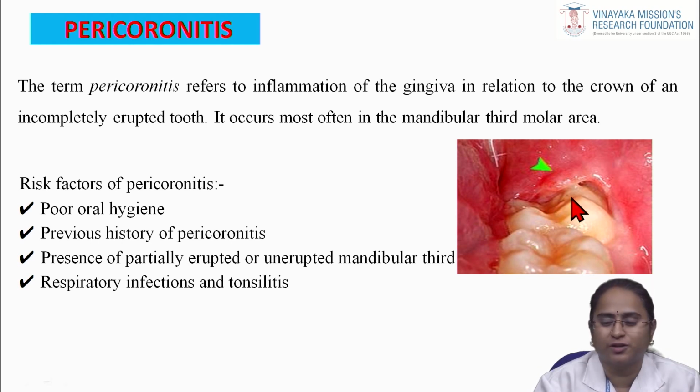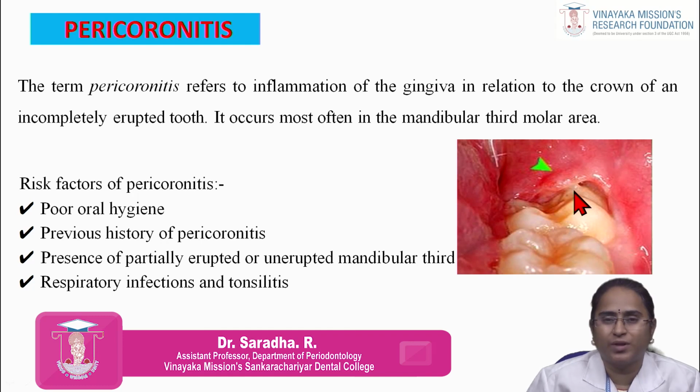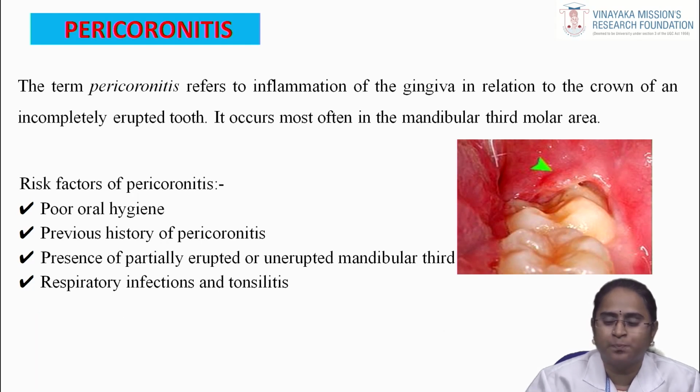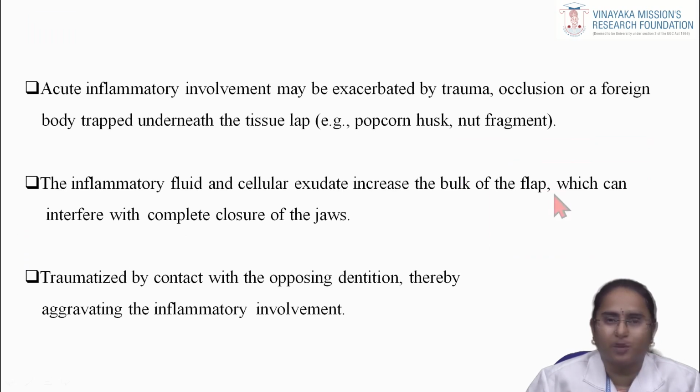Here the coronal portion of the tooth is covered by the gingiva. In the space between the tooth and gingival tissue, there will be accumulation of plaque and food debris, which will cause inflammation of the gingiva. Another factor that causes inflammation is an opposing tooth, which usually causes injury to the pericoronal flap. Inflammatory fluid and cellular exudate increase the bulk of the flap, which will interfere with complete closure of the jaws, that is, trismus will be present.